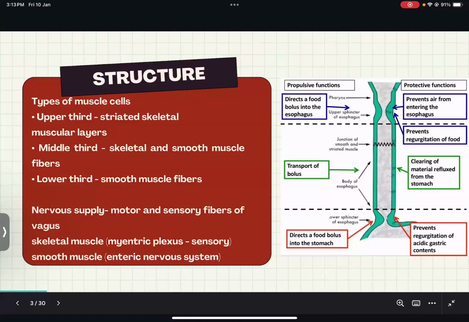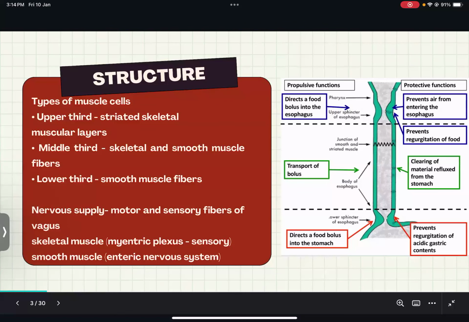For the nervous supply, the motor and sensory fibers are innervated by the vagus nerve. The skeletal muscles are innervated by the myenteric plexus. I'm sure you have covered this before somewhere. And the smooth muscle is innervated by the enteric nervous system. The enteric nervous system is one of the three categories under the autonomic nervous system. And from that you can infer that it's involuntary.